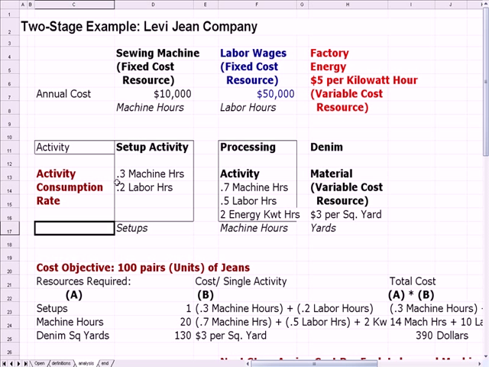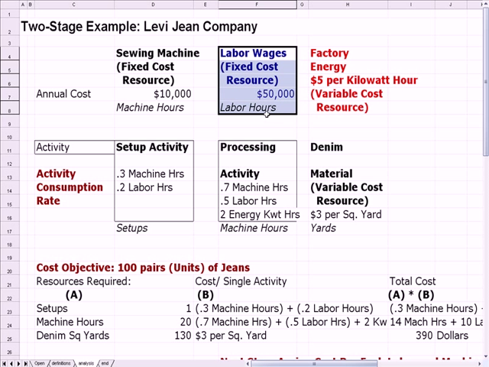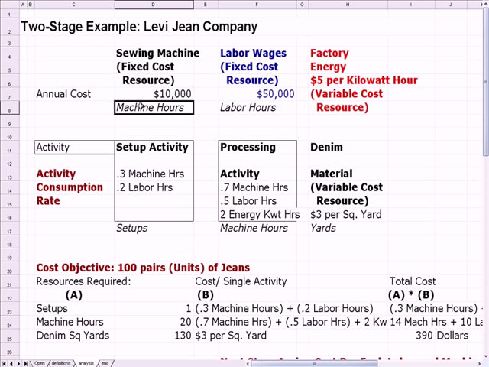So in my example, it takes 3/10 of a machine hour for setup. It takes 2/10 of a labor hour. So that's from here and here. For processing, we incur 7/10 of a machine hour, half of a labor hour, 0.5. And we use 2 energy kilowatt hours to process.